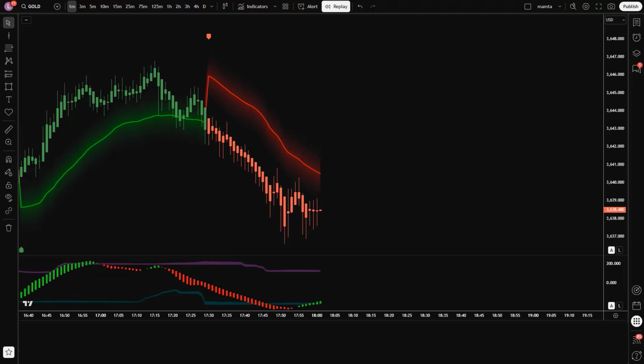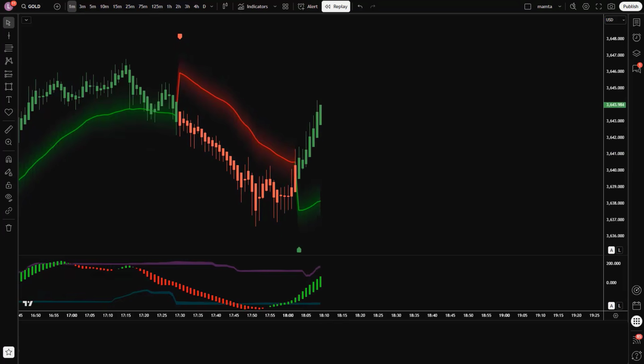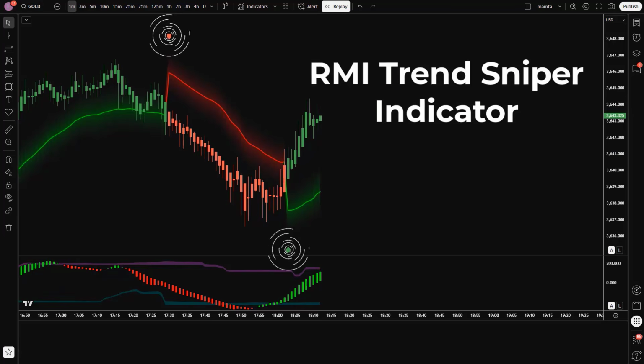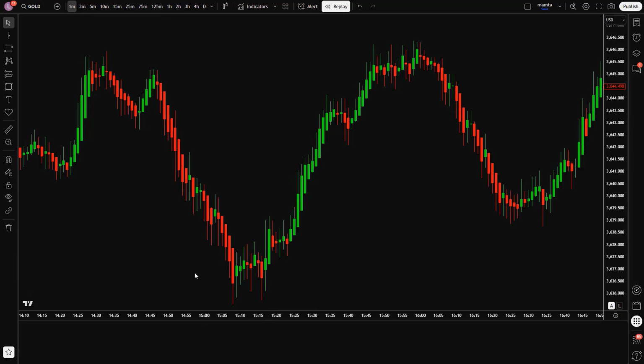First of all, let us know about trading tools. The sell and buy arrow we see in the chart is the RMI Trend Sniper Indicator. Let us understand the trading setup. We open the gold 1-minute chart.